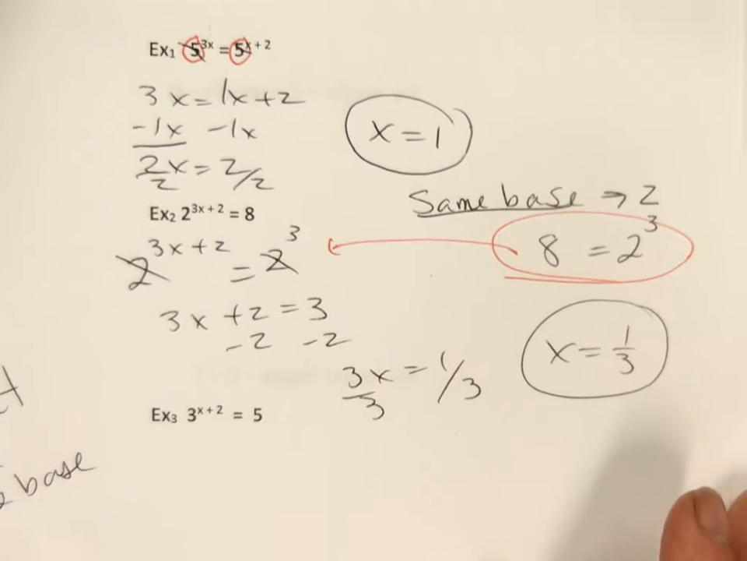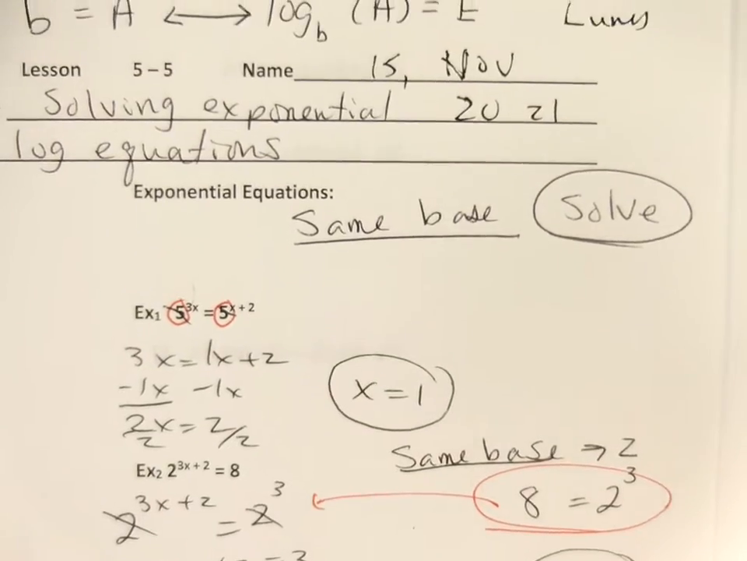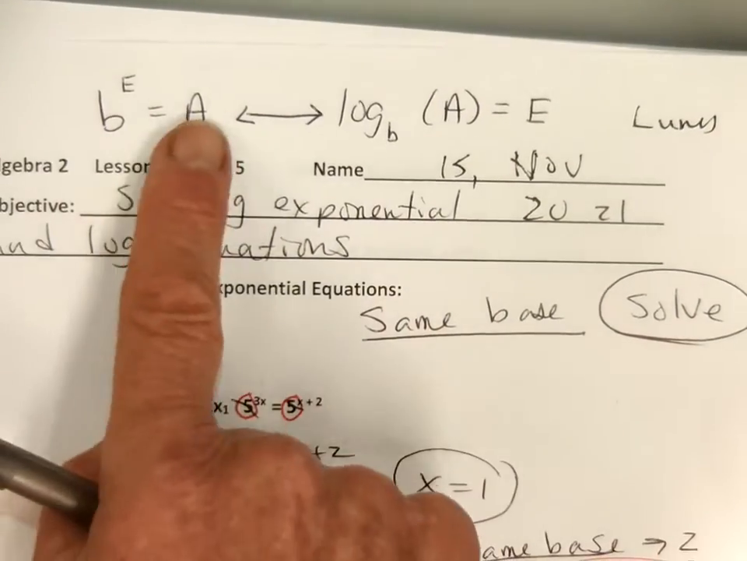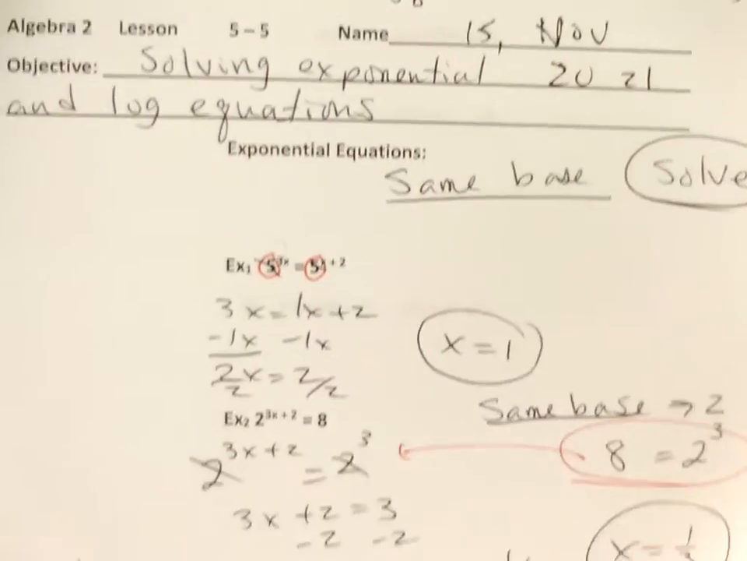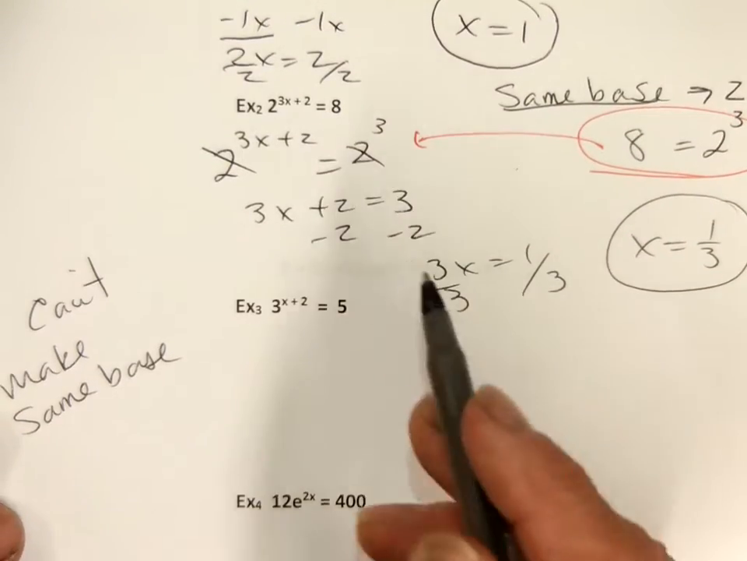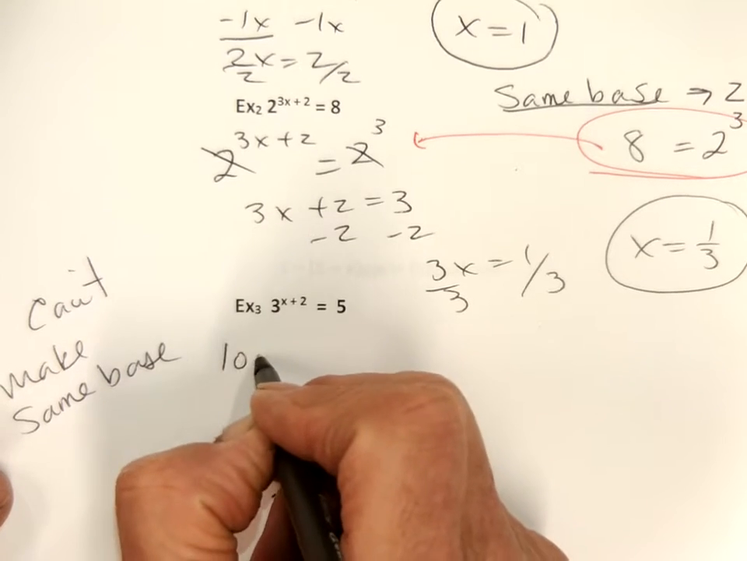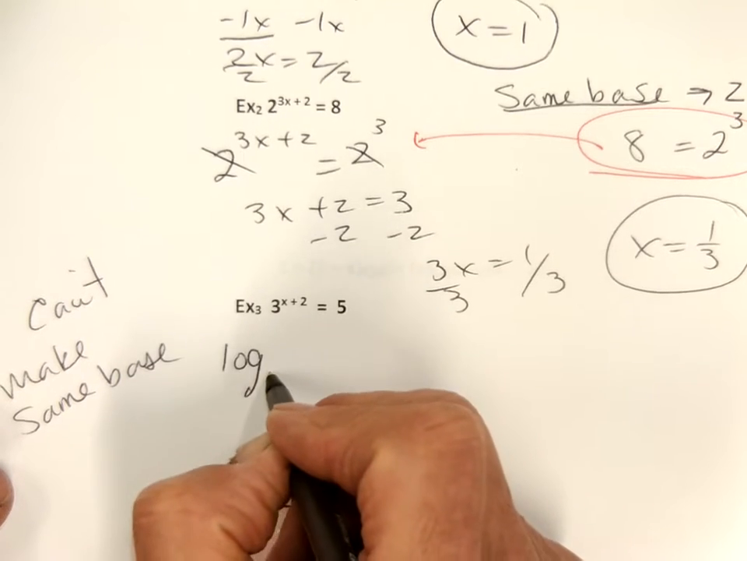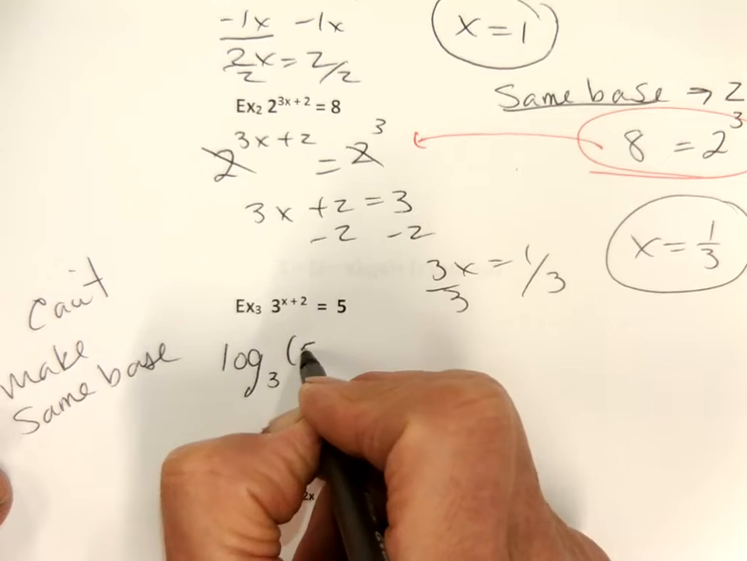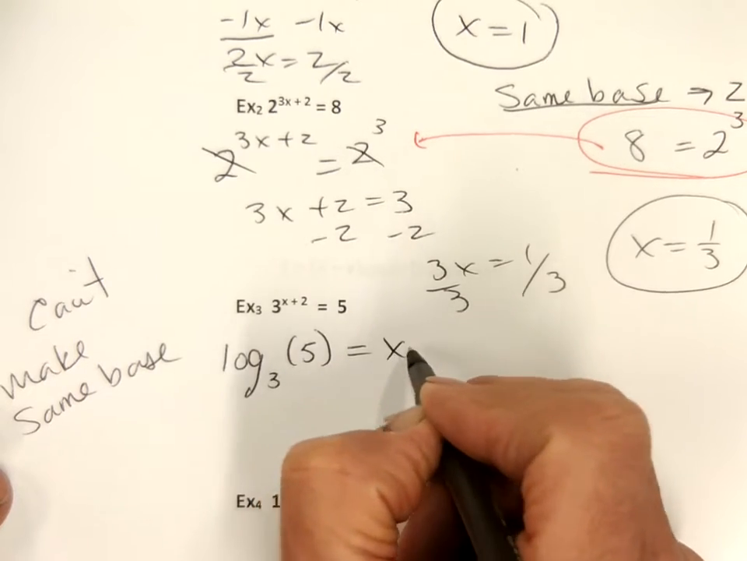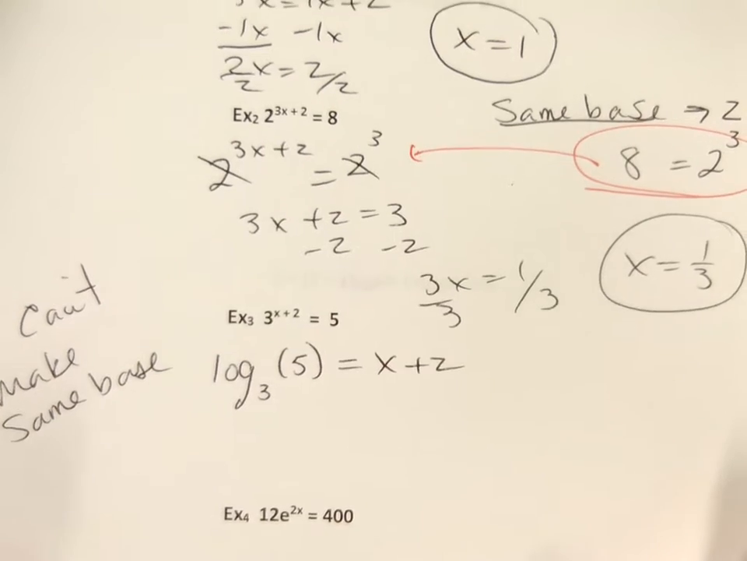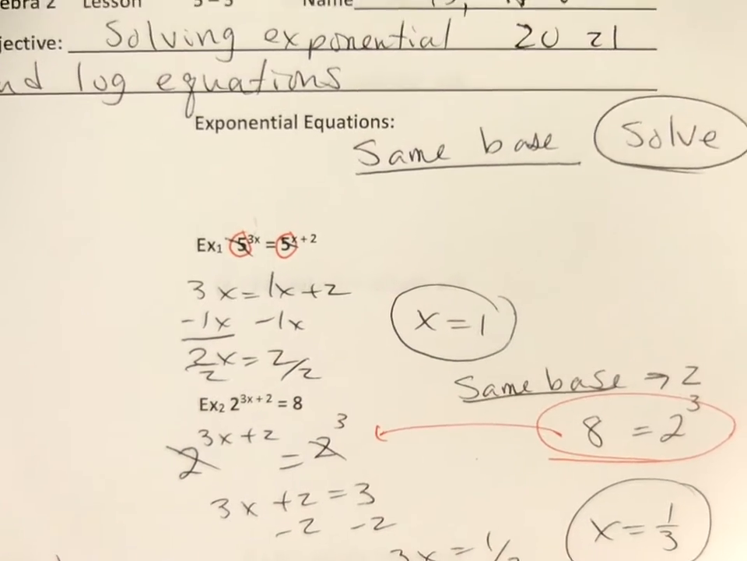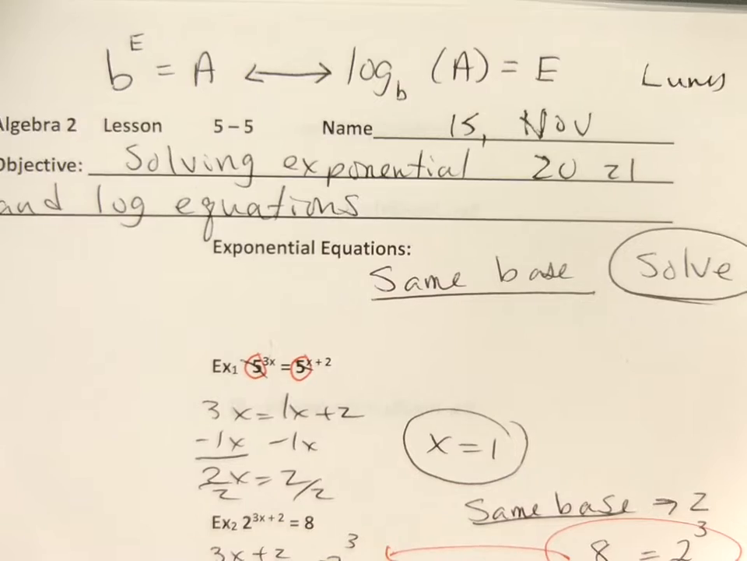We are going to take this rule, and we're going to change it from an exponent into a log. Okay, so I'm going to take and do this. I'm going to go log base 3 of 5 equals x plus 2. Okay? All right, slide it down. You can see what I did. I changed it to log form, okay?